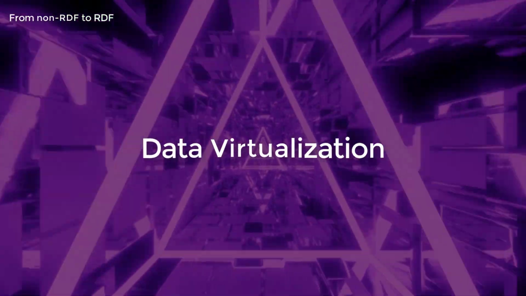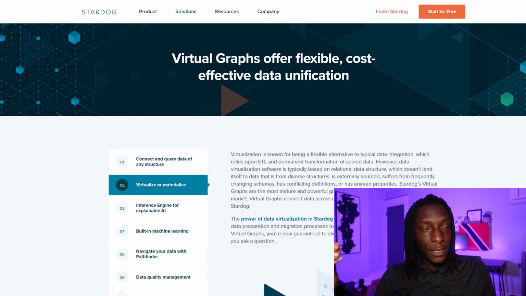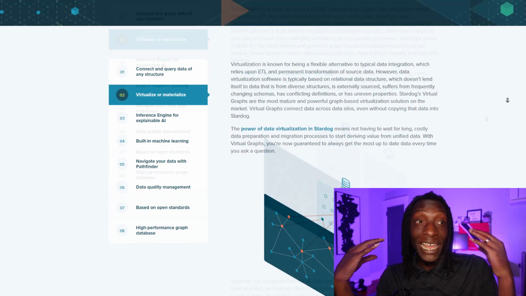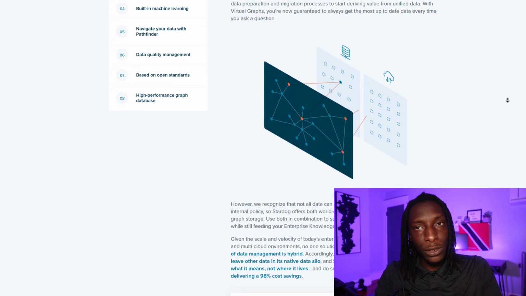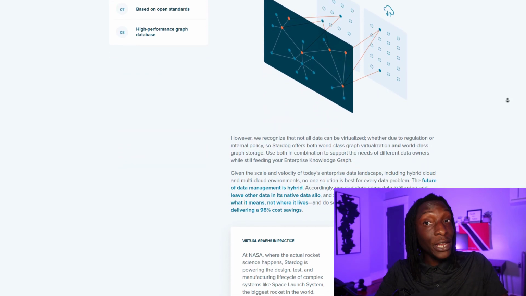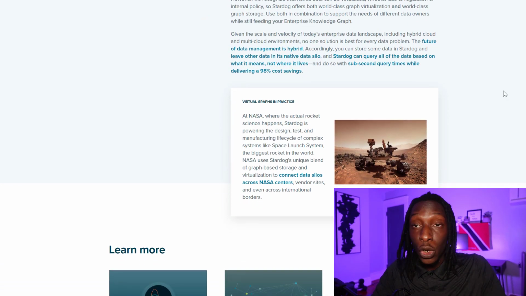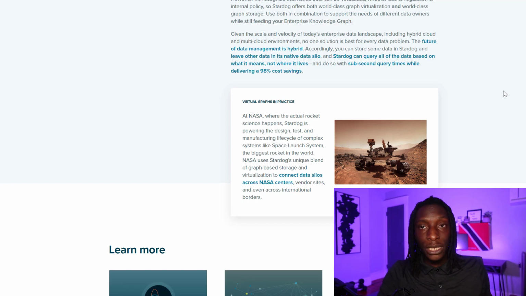Now, again, this is another topic that can take lots of hours and time to discuss, so I'm just going to talk briefly on it. And as you can see, it is offered as a key service by Stardog. It's what they claim is one of their key strengths, to be able to offer data virtualization on top of their knowledge graph services. They help you convert your relational databases, your non-RDF data, to RDF using data virtualization.